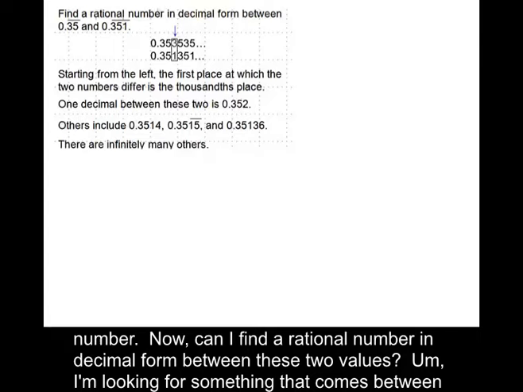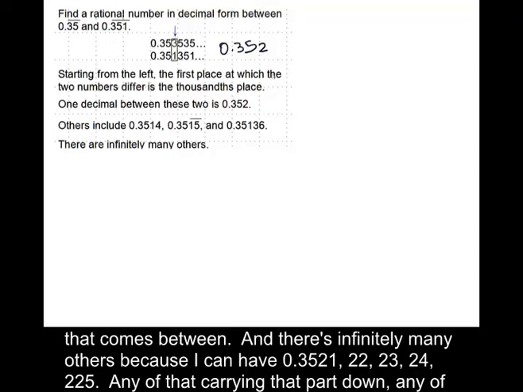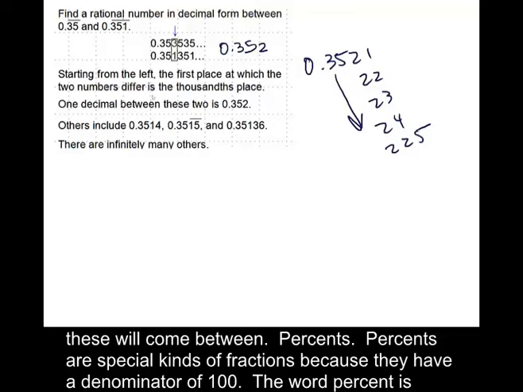Now, can I find a rational number in decimal form between these two values? I'm looking for something that comes between them, so I line them up, and I see where the difference is. So I can put 0.352, because 2 comes between 3 and 1, as my value that comes between. And there are infinitely many others, because I can have 0.351, 0.352, 0.353, and so on. Any of these, carrying that part down, will come between.